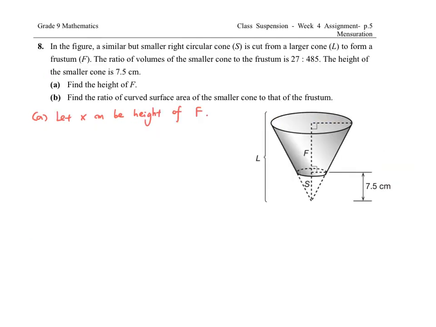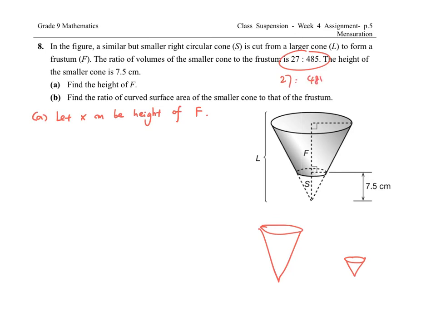Okay, so now let's look at number 8. I think this is relatively easier than number 7, but it's also quite similar to the idea that you have to add the frustum to the smaller cone. Okay, so look at part A, x cm to be the height of F first, and then you have to see which two parts are similar. It's not the frustum that is similar, but it is the bigger cone to the smaller cone. Okay, so the volume ratio is not 27 to 485.